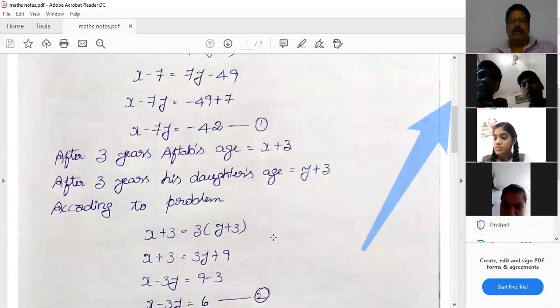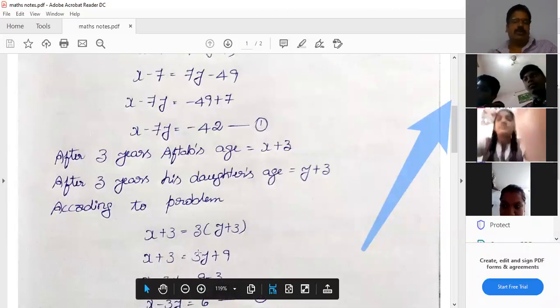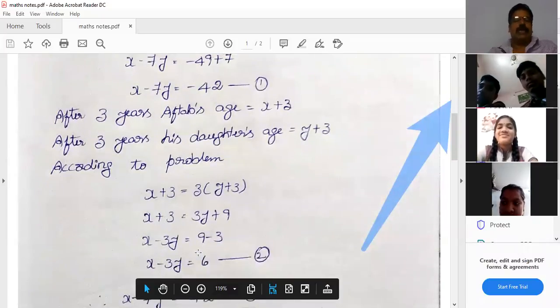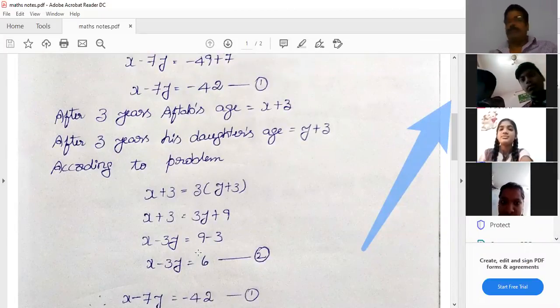Okay. X plus 3 equal to 3 of Y plus 3. Then X plus 3 equal to 3Y plus 9, since 3 threes are 9. Now we also have to transpose variables to LHS: plus 3Y transposes to LHS, and plus 3 transposes to RHS. Now X minus 3Y equal to 6. That is the second equation.